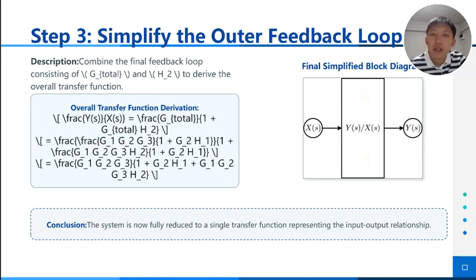Finally, we apply the feedback formula one last time to the outer loop formed by G total and H2. This gives us the overall transfer function Y(s)/X(s). After simplifying the complex fraction, we arrive at the final result.